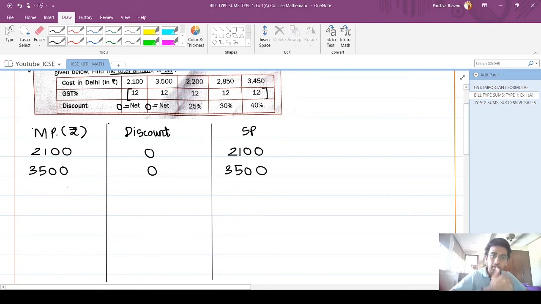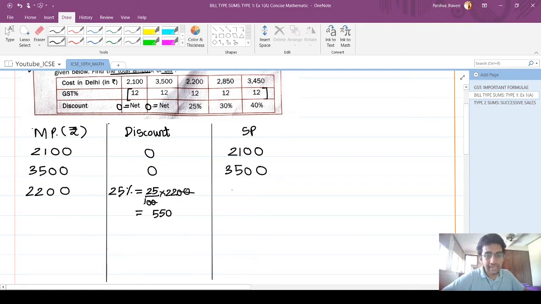Now comes the trick. We have a product marked at 2200. The discount is 25%. 25% of 2200 is nothing but 25 upon 100 into 2200. Remember, selling price is always equal to marked price minus discount. We discussed this in the previous lecture. So when you do 2200 minus 550, what will you get?